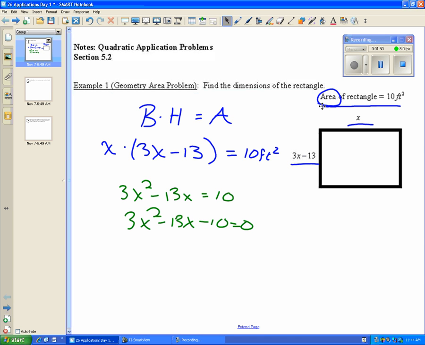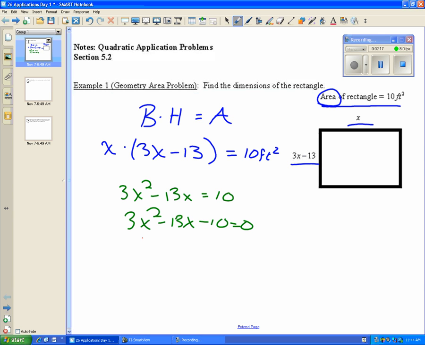1 and 30 is not going to work. 10 and 3 comes close, but you're going to have a problem with negatives because negative times a negative is going to be positive 30. It's not going to give you negative 13. So I can't just factor this out. So instead of working with factoring, I want to try something different. Let's go ahead and solve this by graphing.